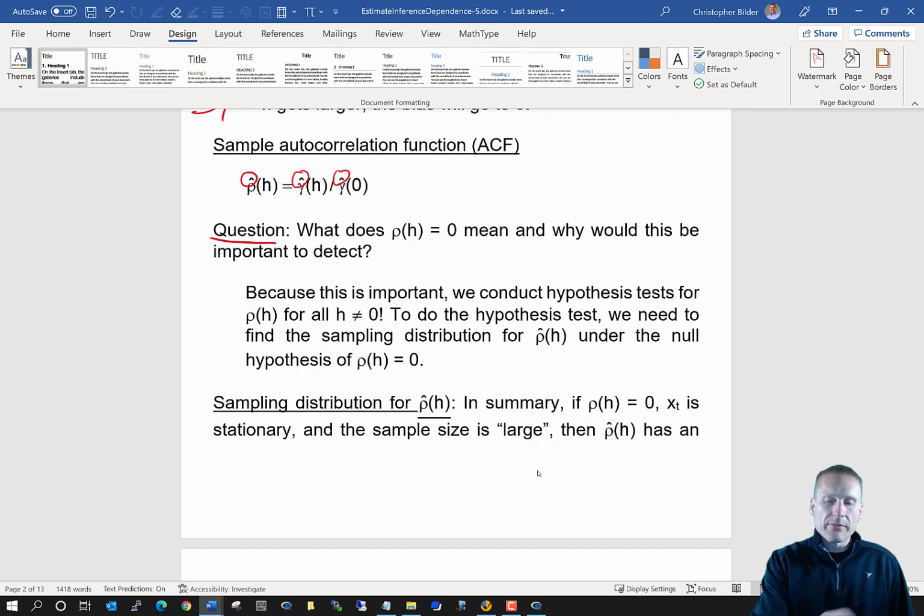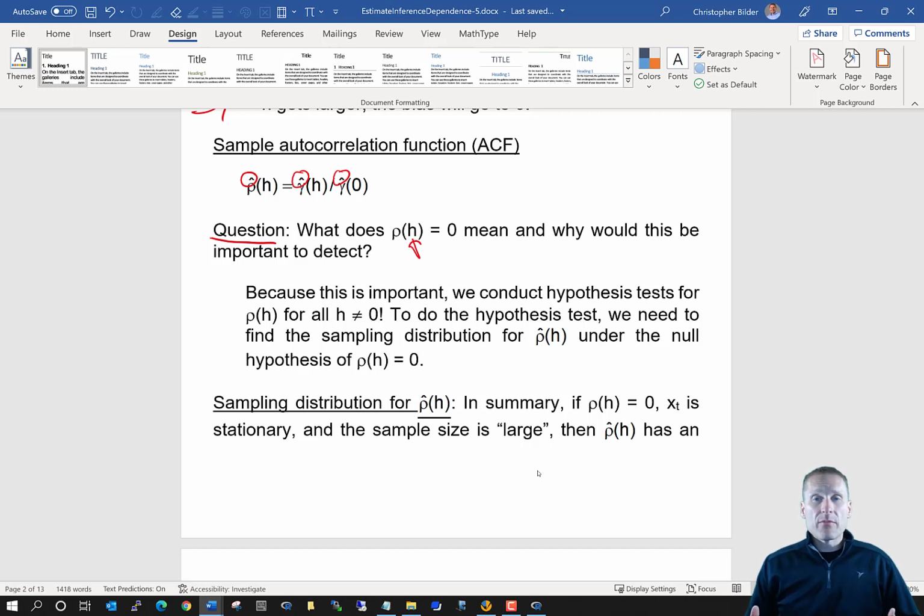So here's a question. What does rho of h equals 0 mean? Notice I don't have a hat there. What does it mean, and why would this be important to detect? So if rho of h is equal to 0, that says that there is no linear dependence in your time series at that particular lag.